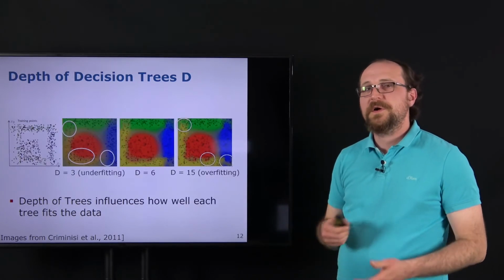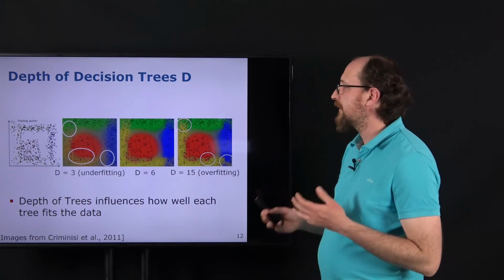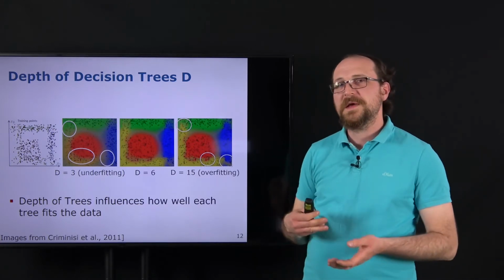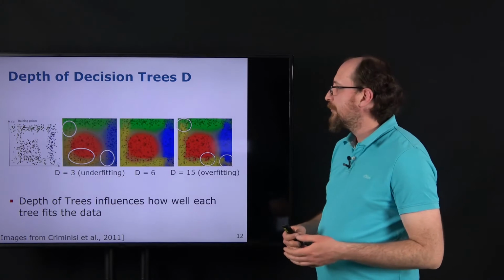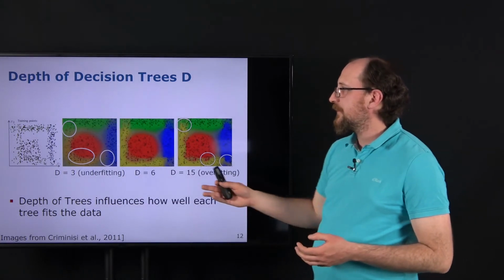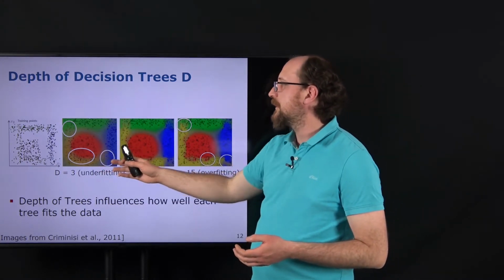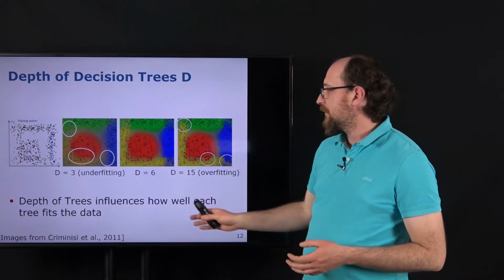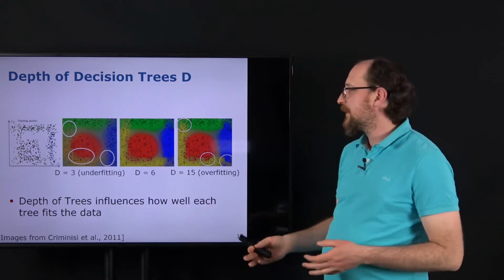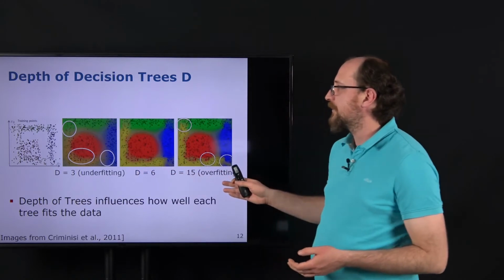When we talk now about the depth, then we have to choose basically a depth that's somehow right. Because if we choose the depth too small, then the individual trees... here we always use the same number of trees, but we only vary the depth of the trees.